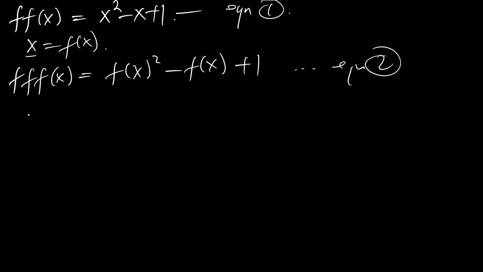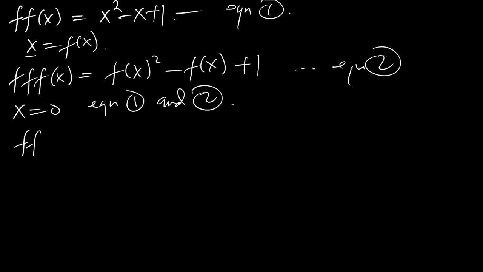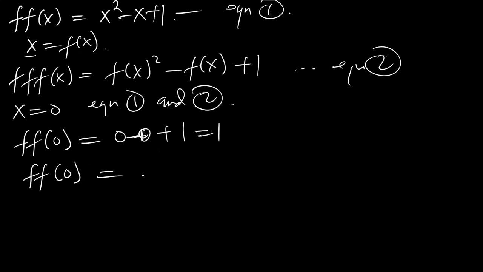Now at x equal to 0, we should substitute it into equation 1 and 2. So we have f of 0 equal to 0 minus 0 plus 1. This will give you 1. So that means f of 0 is equal to 1. Let's call this equation 3.